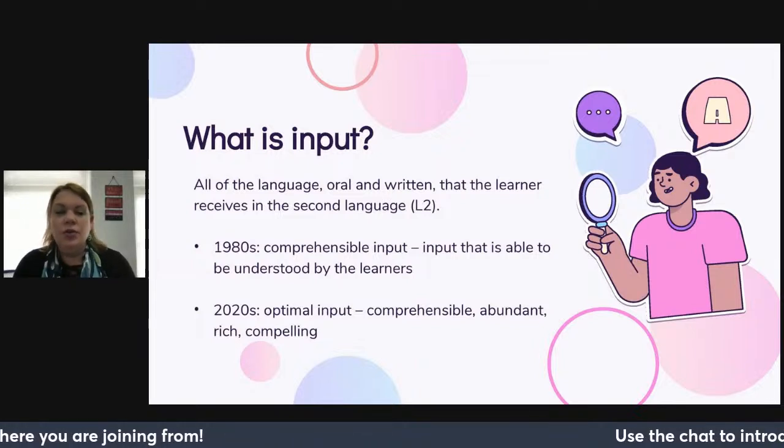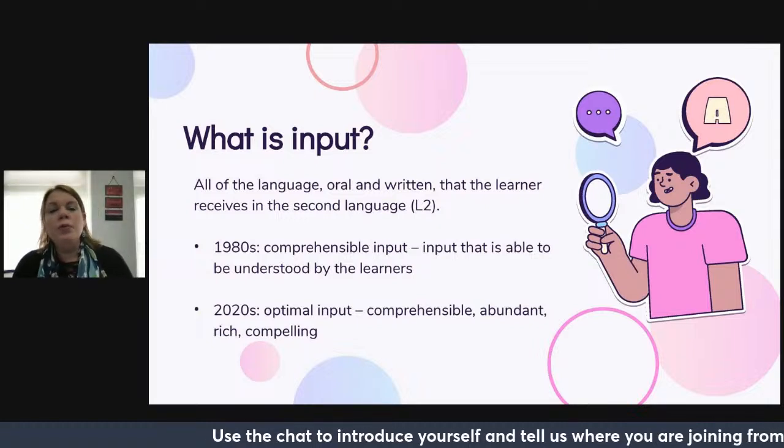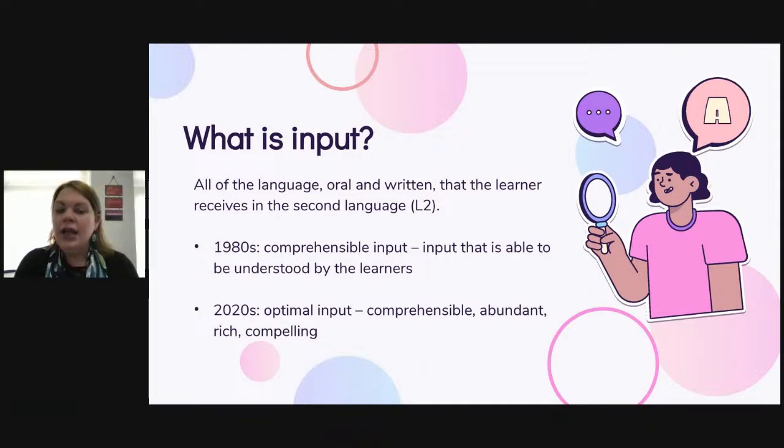In the 1980s, Dr. Stephen Krashen, who is a very important name, a North American linguist, came up with the notion of comprehensible input. What is comprehensible input? Comprehensible input is the input that is able to be understood by learners. So it's not way beyond their level, right? It's more at the level that they can actually process.